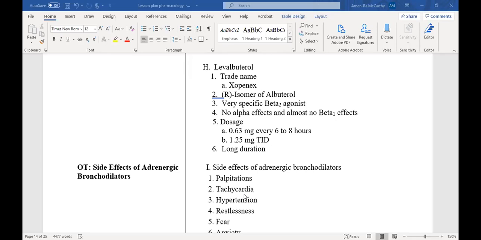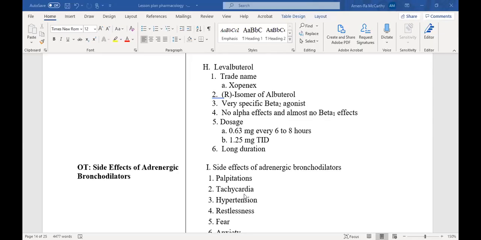It is an isomer of albuterol, just a little isomer. Very specific beta-2 agonist. No alpha and almost no beta-1 at all. It's pure beta-2. Levalbuterol is pure beta-2, so this person will not have any heart effects with this medicine. It will only give them bronchodilation.